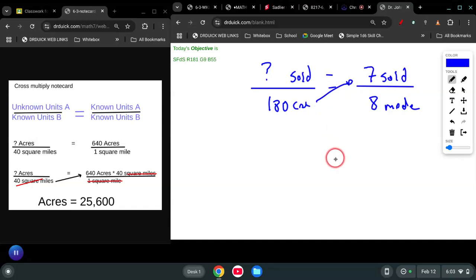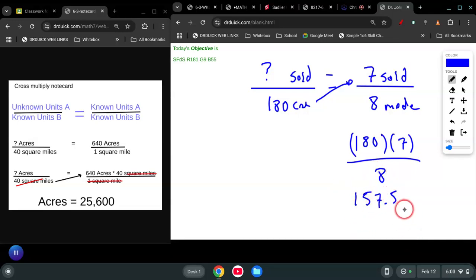This would go up, right? Multiply, divide. So we have 180 times 7 divided by 8. You get the number 157.5. I don't think you could sell half a calendar because that'd be kind of weird. So I'm going to tilde this thing and say it's going to really probably sell 158 calendars. Okay, great.